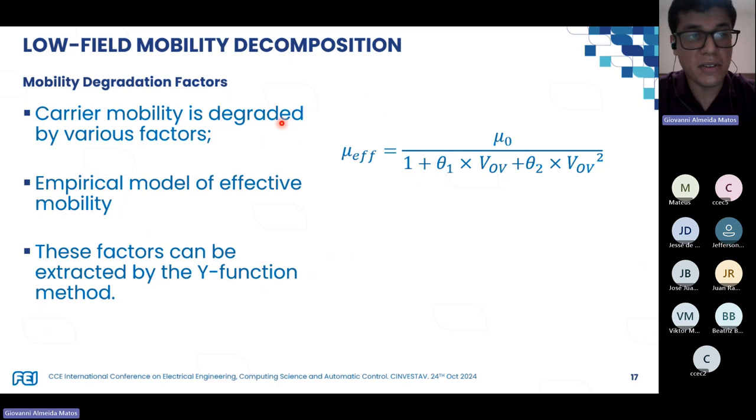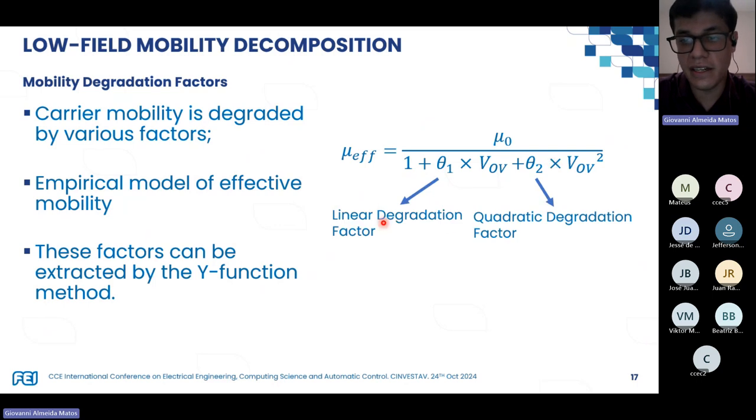Now we are going to talk about the mobility degradation factors. It's known that carrier mobility is degraded by various factors such as thermal vibration and surface roughness, and we have this empirical equation that calculates that. We have theta 1 and theta 2, the linear degradation factor and the quadratic degradation factor. As I said, these factors can be extracted by the Y function method.